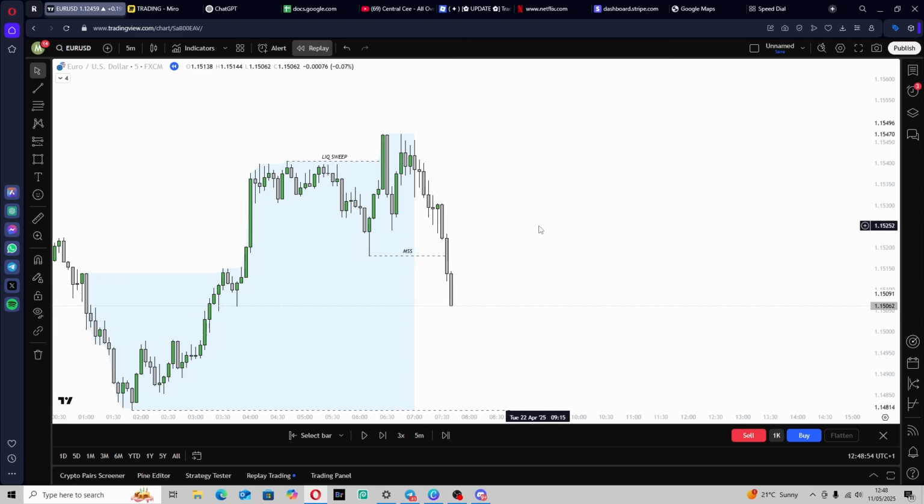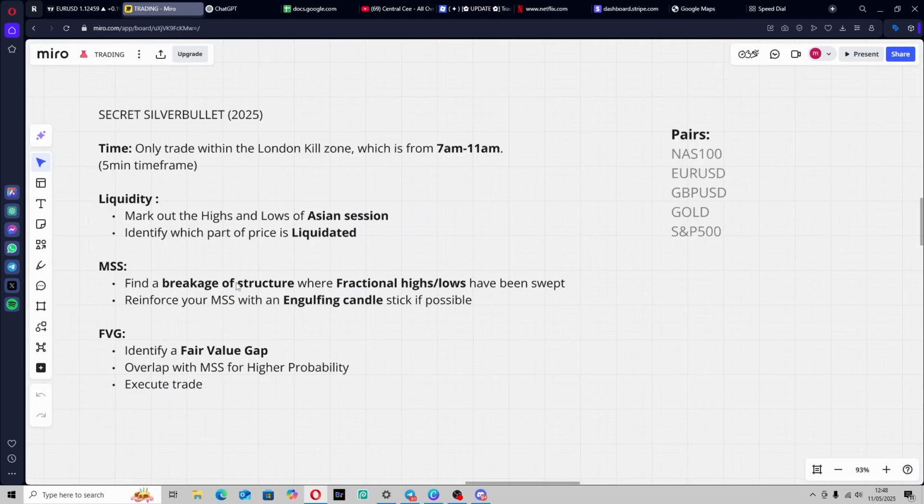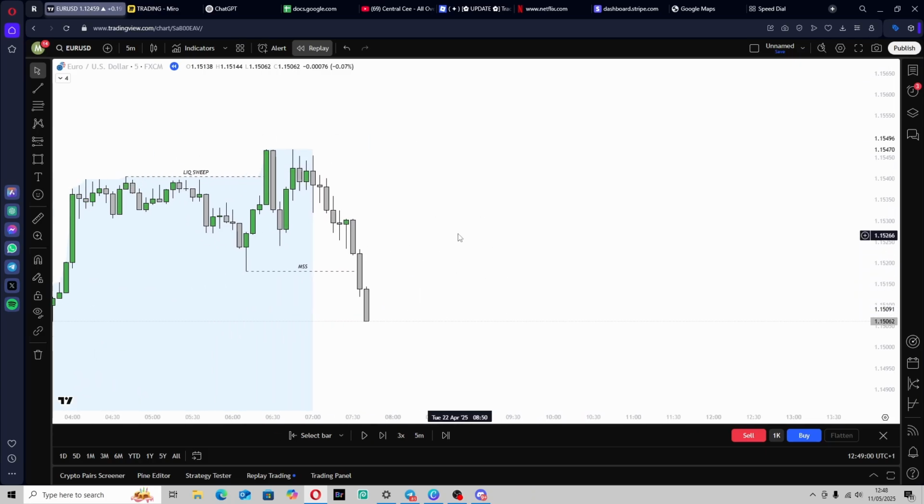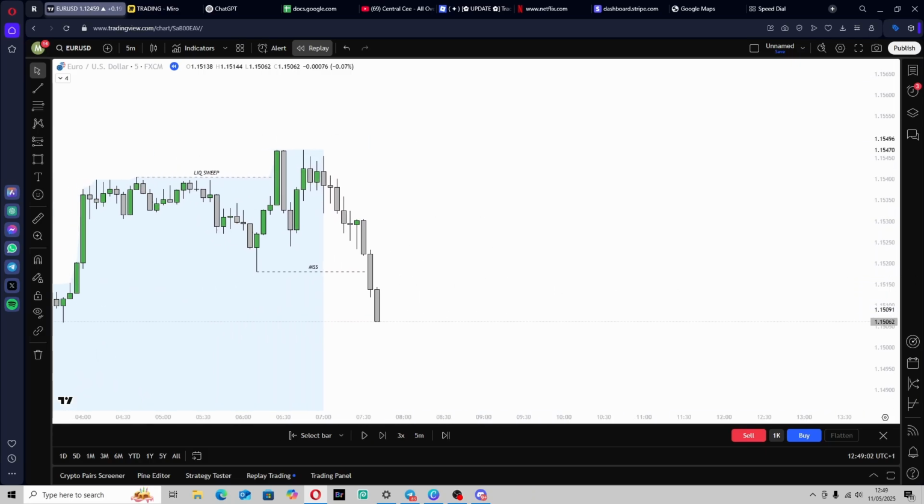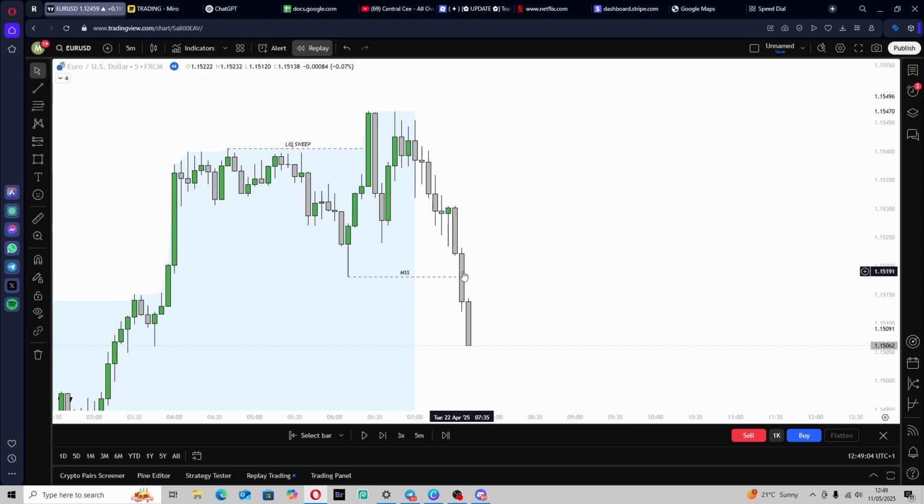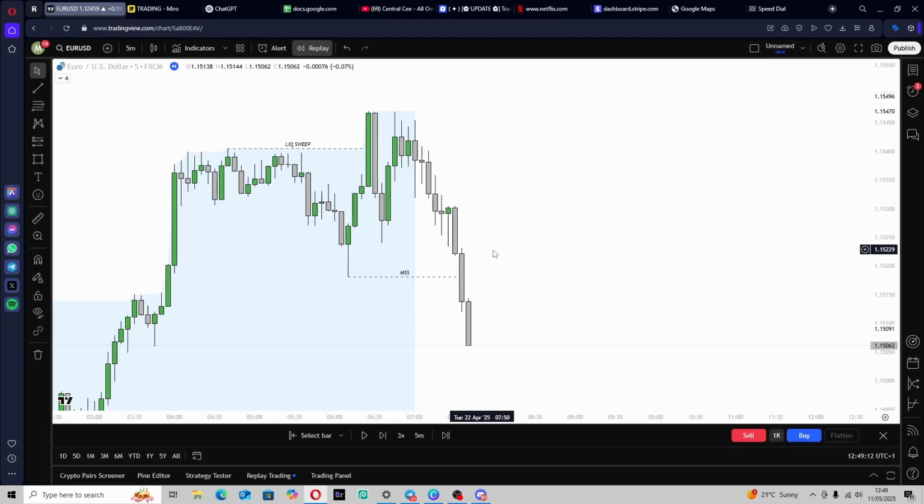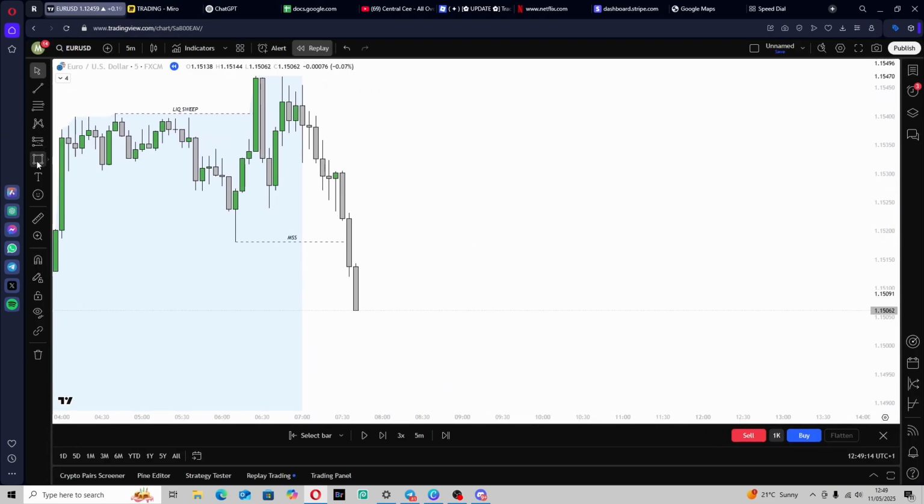And as soon as we got the market structure shift, as it said right here, within an engulfing candlestick too, you can see that this candle is very big, and it's an engulfing candlestick, right? And as soon as we actually did get this, what we need to do is identify a fair value gap straight away, and then we can overlap it with a market structure shift for a very high probability trade, right?